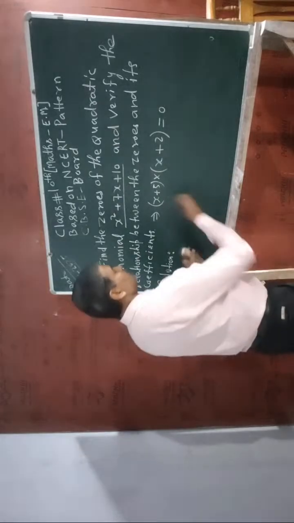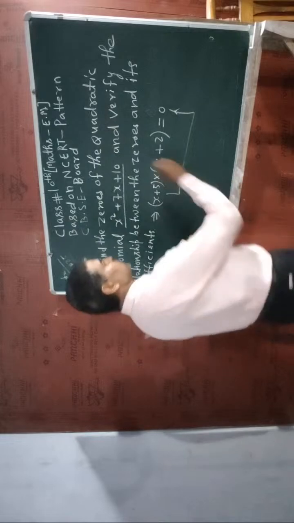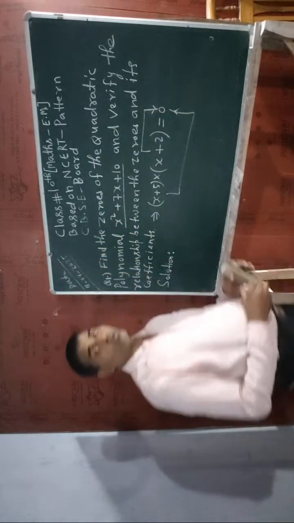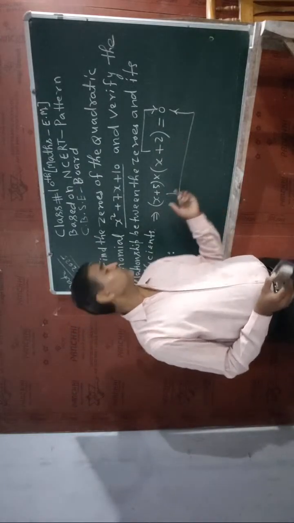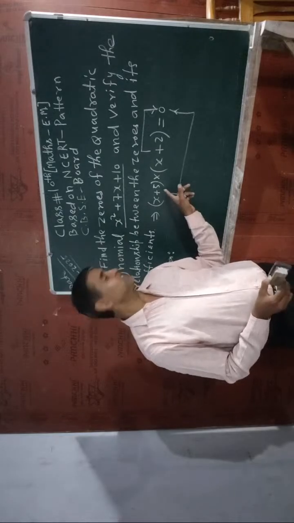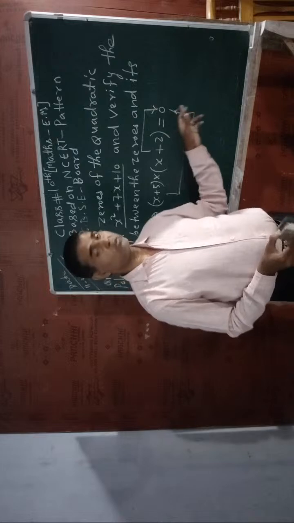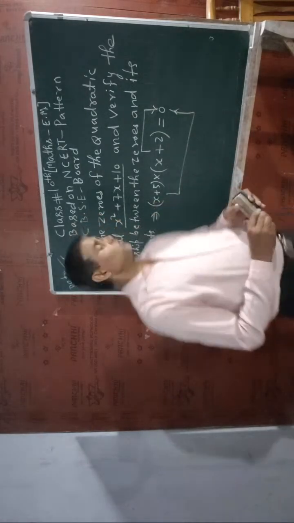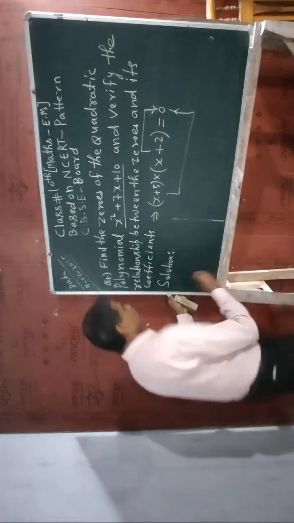Okay, student. Now further, I will say this term can be 0, or this term can be 0. So one by one, I will put this term equal to 0. After putting this term equal to 0, I will take this value minus 5. And after putting x plus 2 is equal to 0, I will say x is equal to minus 2. So one by one, I will solve it. Okay, students. So I am putting in two parts.